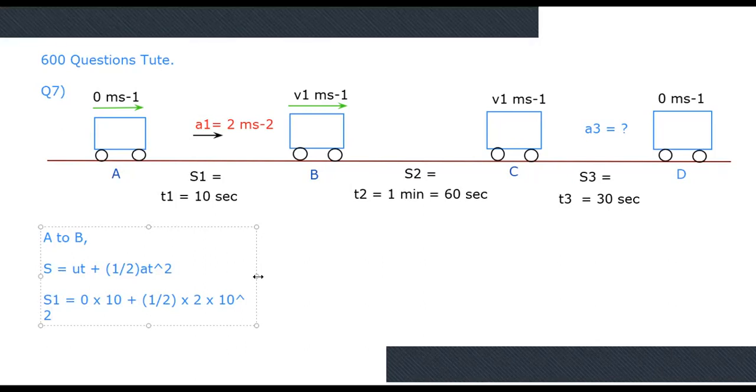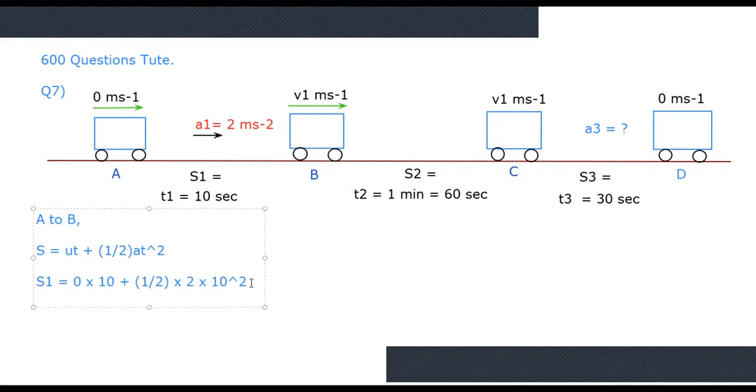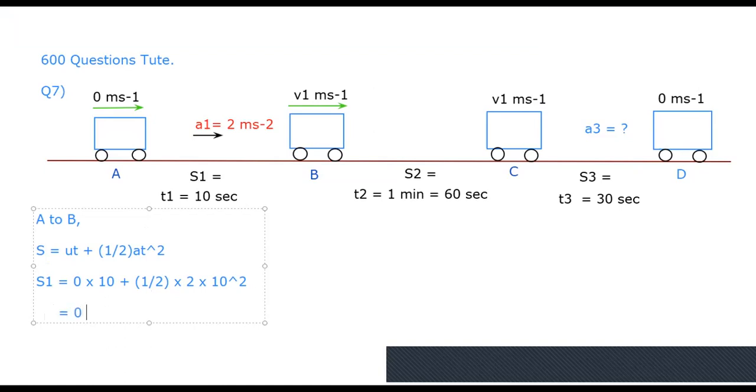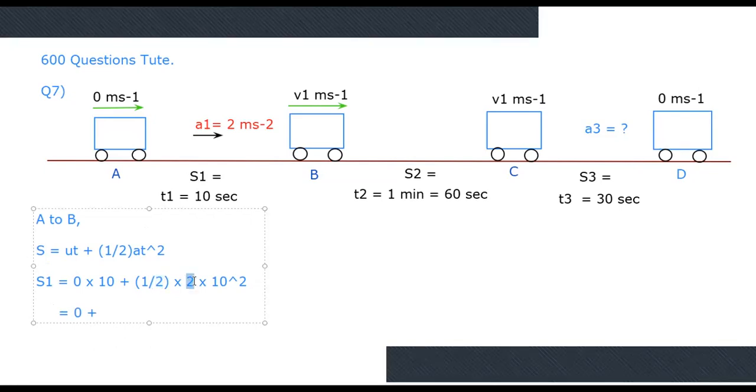Check there. So I have applied the equation S equals UT plus half AT square from A to B. My target is to find S1, right? 0 into anything is 0. Plus, you should understand that this 2 and this 2 cancel out. The 2 in half and acceleration 2 cancel out. You will get only 1 into 10 square.